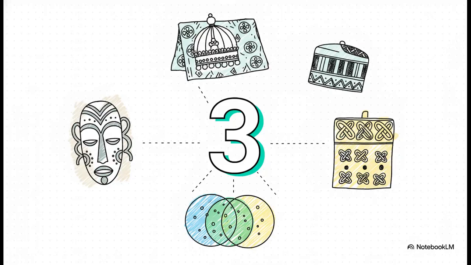Okay, so let's start with an example. When you think about the ethnic groups of Nigeria, what number comes to mind? For most people, it's 3. The big ones, the Igbo, the Yoruba, and the Hausa. It's a nice, simple, easy-to-remember number.